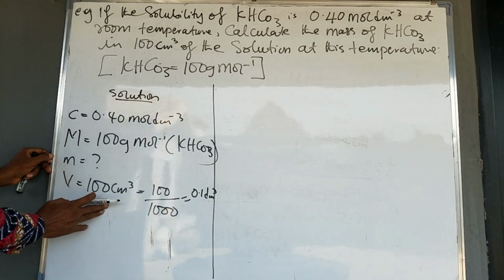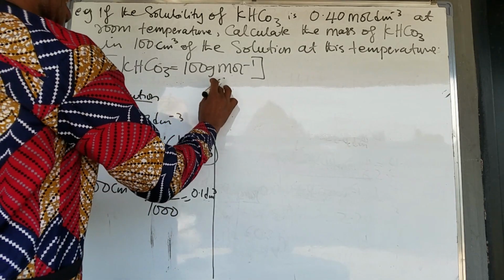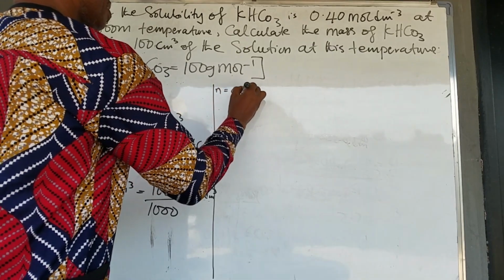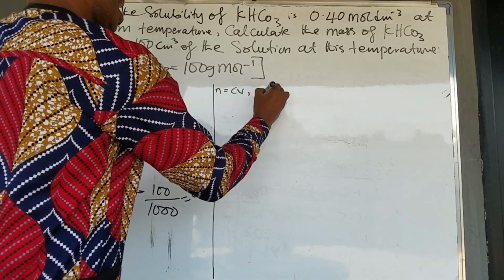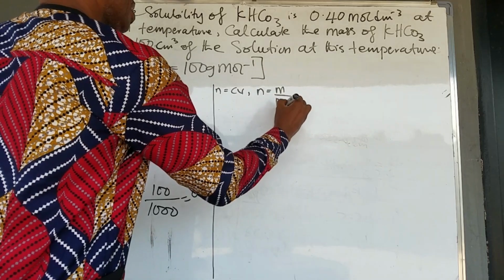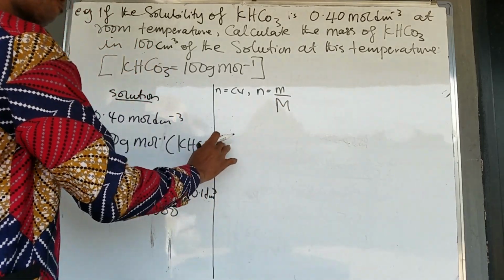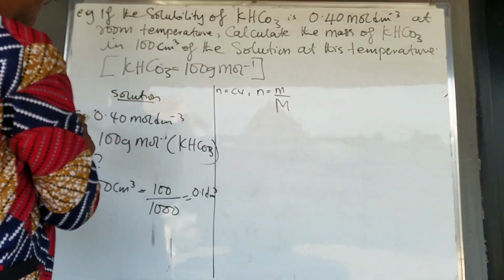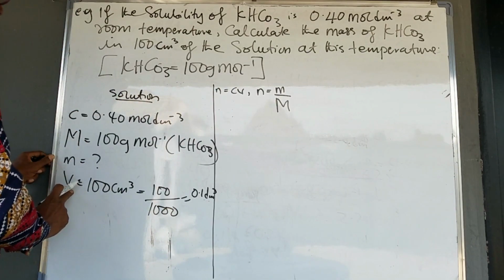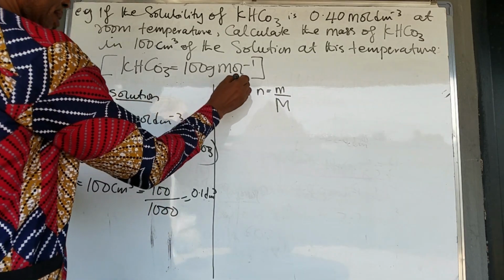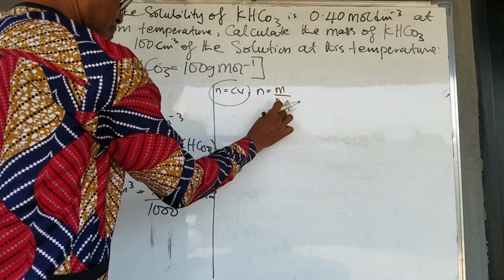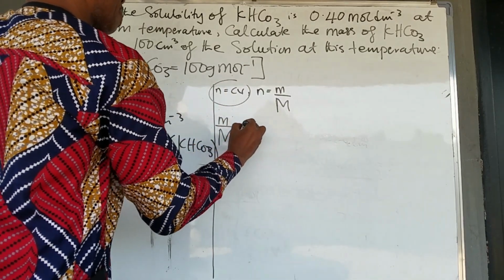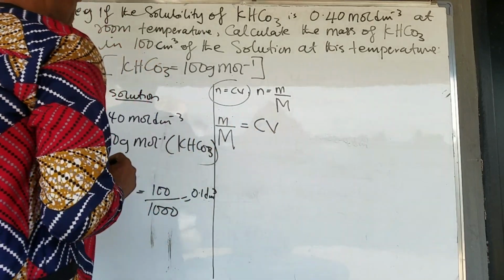Now, with this information, remember the formula? I have two magic formulas I've been sharing with you. The first one is n is equal to CV. The second one is n is equal to m over big M. With these two formulas, you can solve so many chemistry questions. In this case, I have C, I have V, I don't have n. But m over big M represents n. So that means m over big M is also equal to CV.